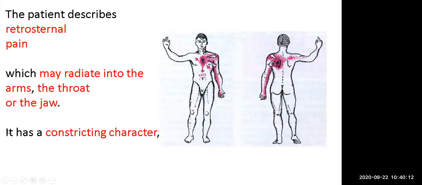Then it has a constricting character. So you need to describe what kind of character this pain has. They will say, not sharp. If they say, I feel it like sharp, severe, and it's accompanied by fever, remember, this is not the pain of a heart attack. If they say, no, I feel like something is constricting in my chest, like some animal or a cat pushed on your chest and constricts your heart, it will be like this pain.